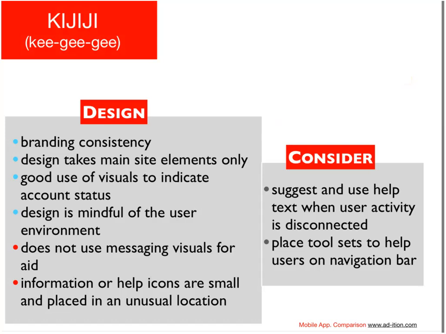The design, though, and in some cases this can be good if the proper amount of research is put into it, takes into account the main site elements only. So it's clear that someone looked at some set of data statistics and said, well, these are the most important things to our users on the web. Let's make sure we take this into consideration when we're designing the application and design for these things. So you can definitely see that.